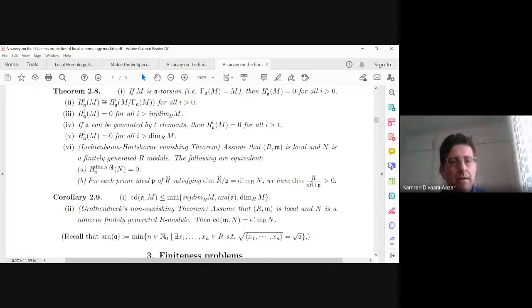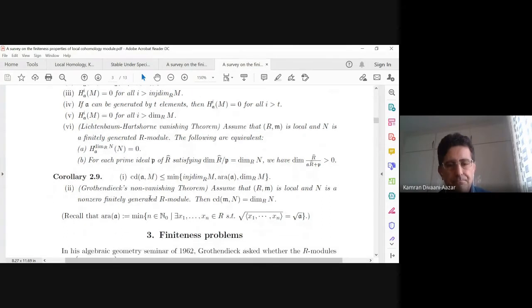The local cohomology of N at the point dimension of N with respect to A is 0 if and only if for each prime ideal P of R completion satisfying dimension of R over P equal to dimension of N, we have dimension of R completion over A R completion plus P is positive. Very readily we can have this corollary.